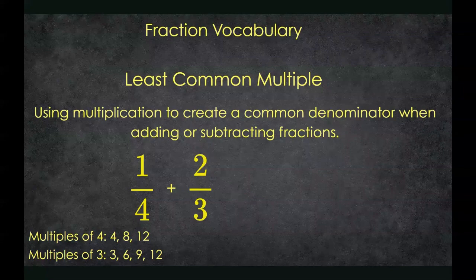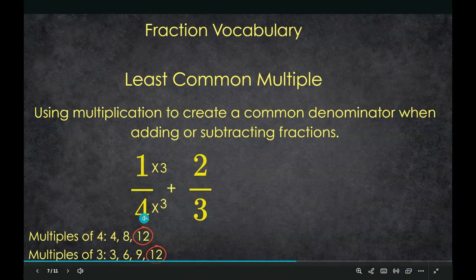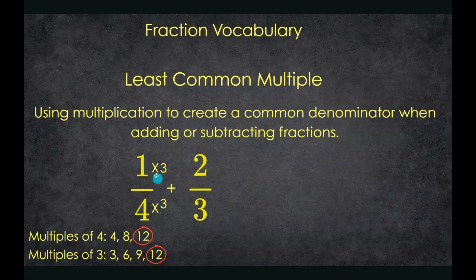Once I list those multiples out, I'm going to look for which one they have in common, and I can see both of them have 12. That means I'm going to convert 1/4 into twelfths and 2/3 into twelfths. I'm going to make equivalent fractions using multiplication. So I can see that 4 times 3 gives me 12. 1, 2, 3. So whatever I do to the bottom, the denominator, I have to do to the top, the numerator. So I'm going to multiply 1/4 both by 3.